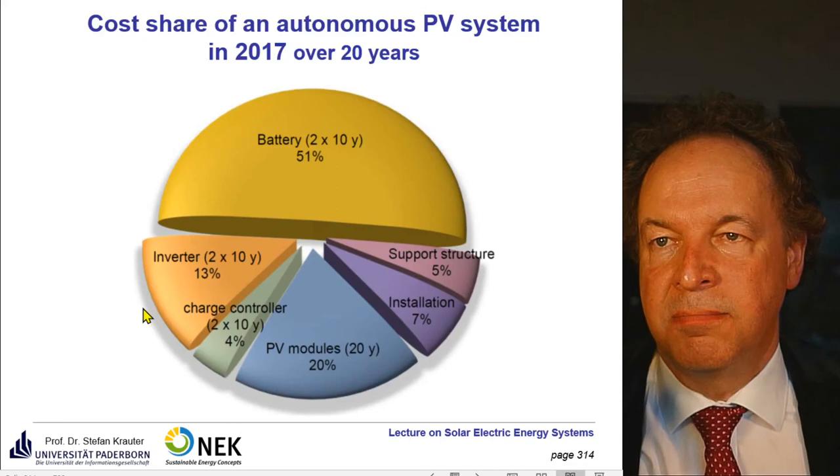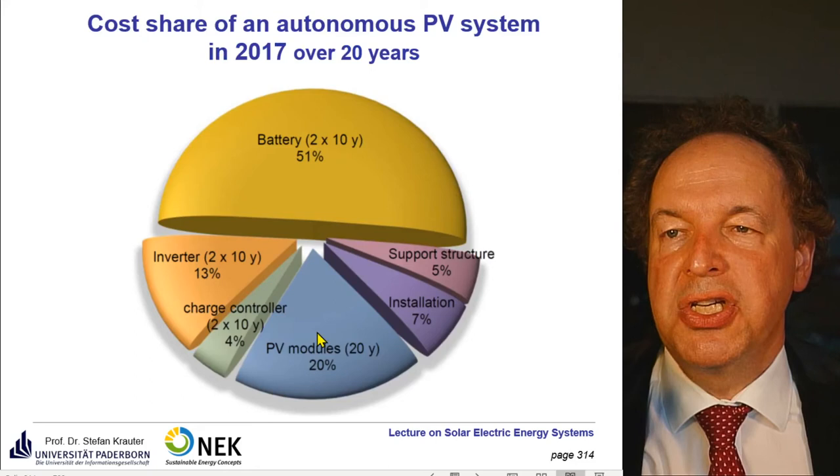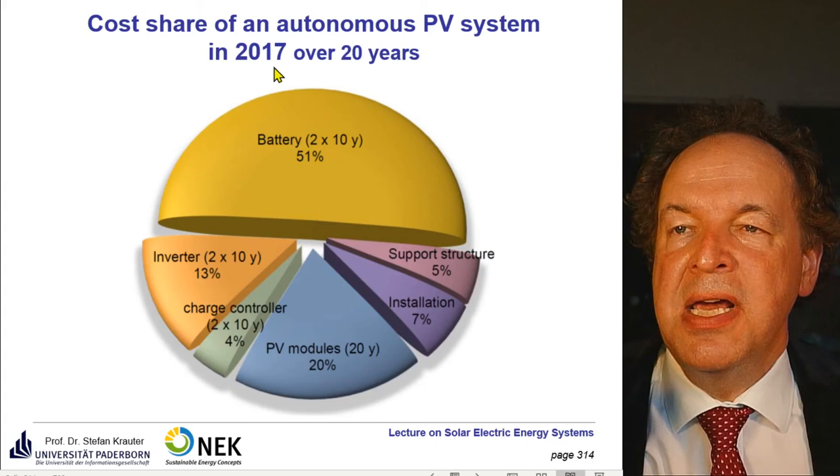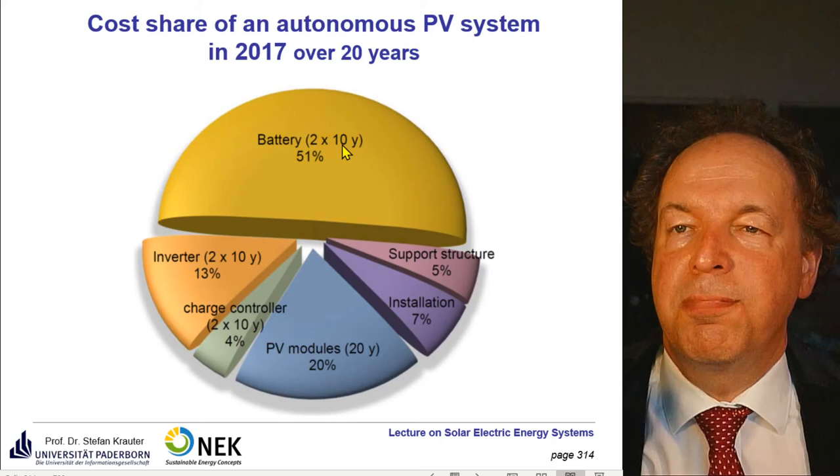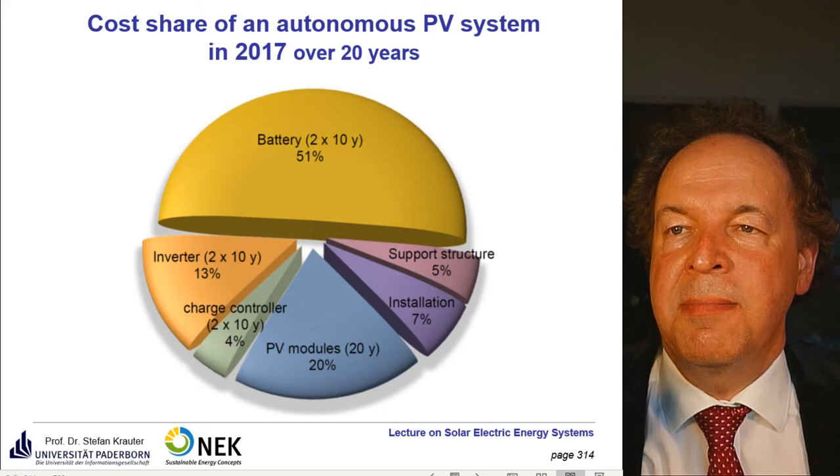The costs you see here are for 20 years. So during 20 years, you only have to buy one module. This is only 20% of the costs. But here you see the largest share of the costs are the batteries. Even if you buy very good batteries, which last for 10 years, you have to exchange them one time. And this amounts to 51% of the total costs of the PV system.